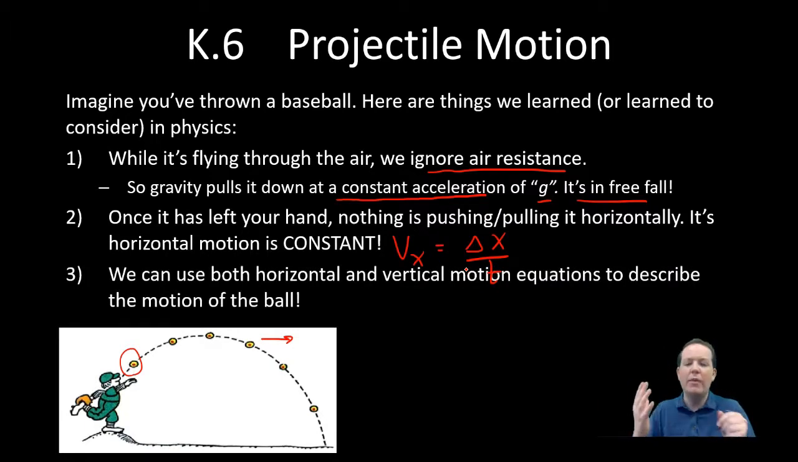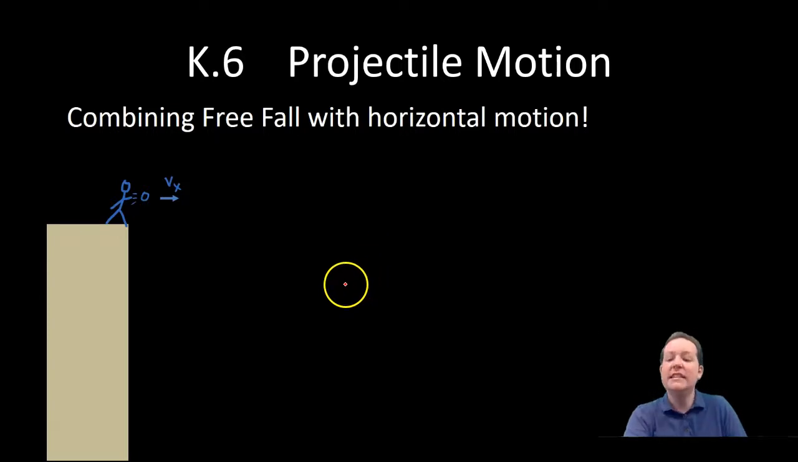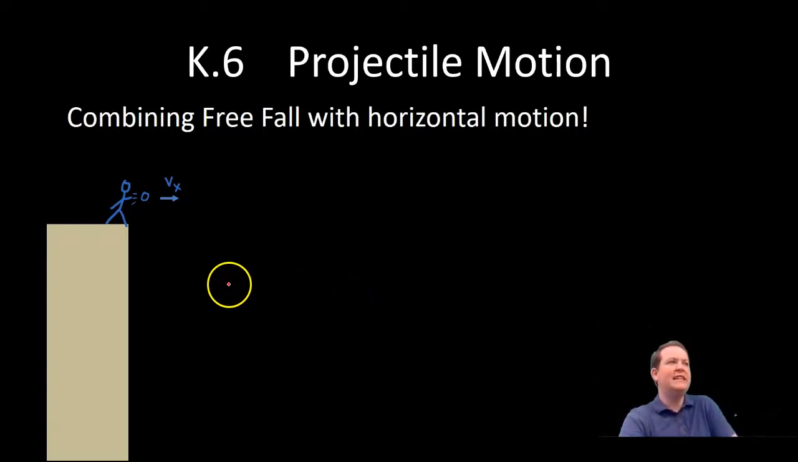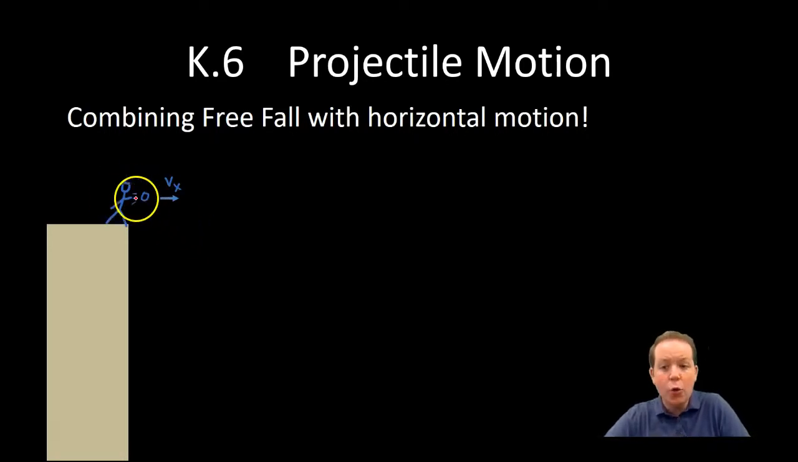So when we have projectiles, we can combine both of these ideas, free fall and the equations we learned for free fall, and the simple idea that the horizontal motion is staying the same. Now, here's a diagram that's representing a little more in detail with the vectors of what's happening. So let's say I throw the ball and I only throw it horizontally. So I'm not throwing it upwards or downwards in this example.